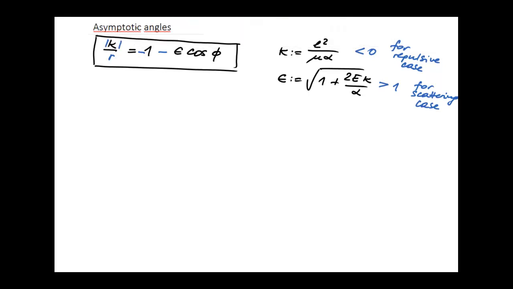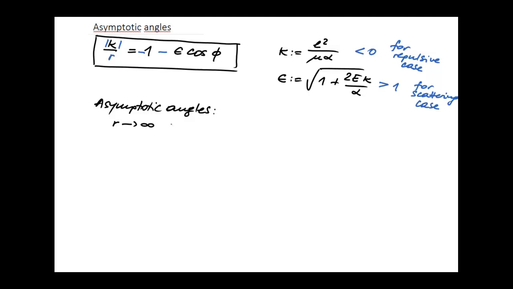How can we find the asymptotic angles? Well, the asymptotic angles correspond to infinite distance of the projectile from the center of the potential. So when r, the distance of the particle to the center of the potential, goes to infinity, right? So we should look at the case r going to infinity.